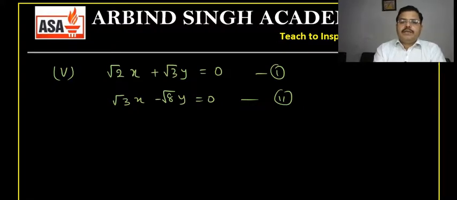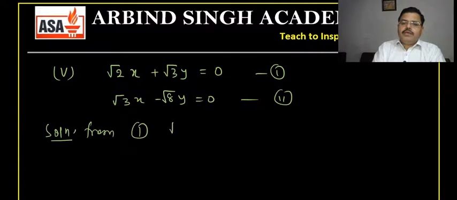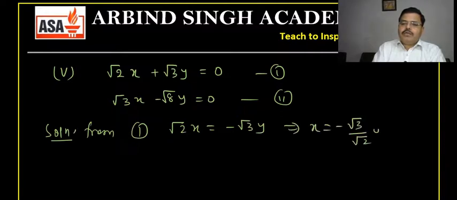Because here both the sides are 0, this is only possible if x is equal to 0 and y is equal to 0. But let me solve it. From the first equation, I can write root 2 x is equal to minus root 3 y, and this implies x is equal to minus root 3 upon root 2 y, and that is equation third.